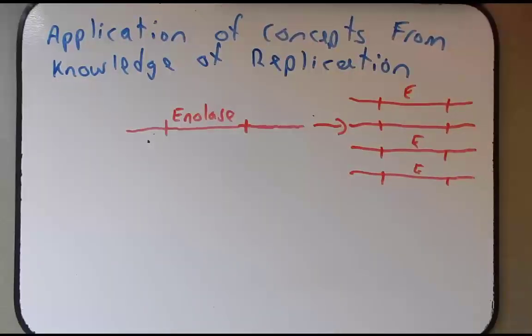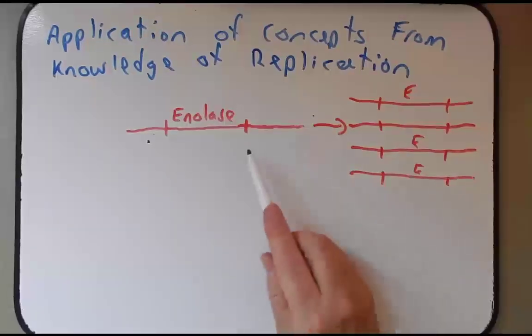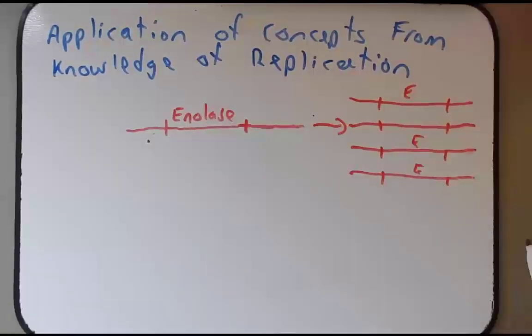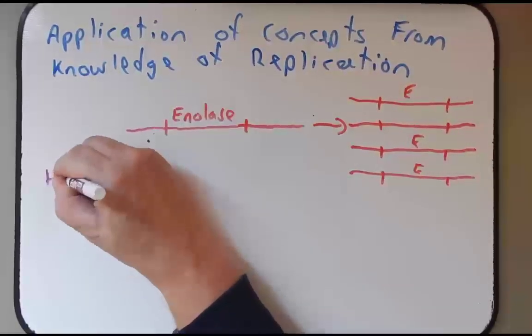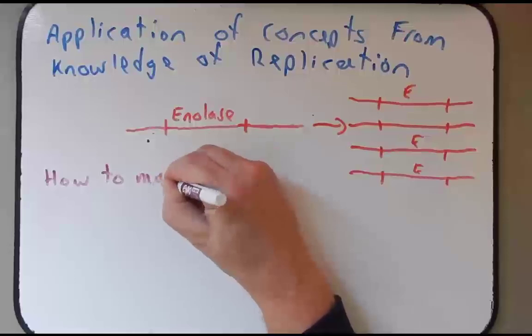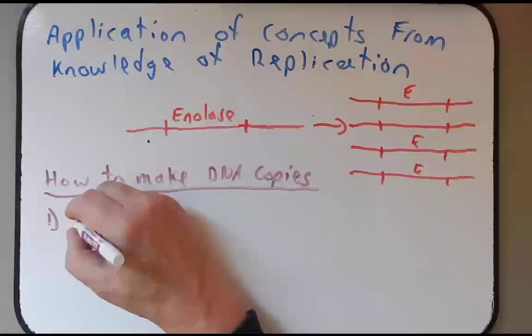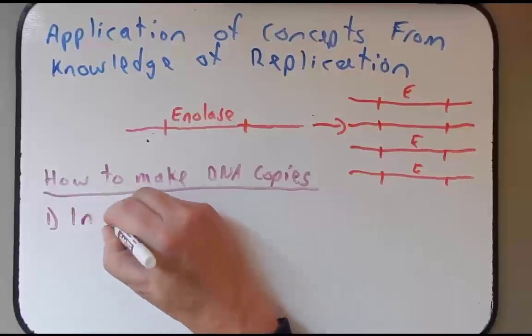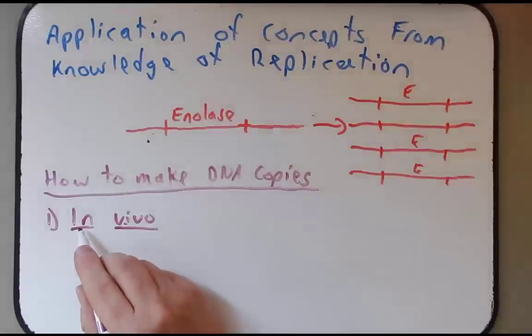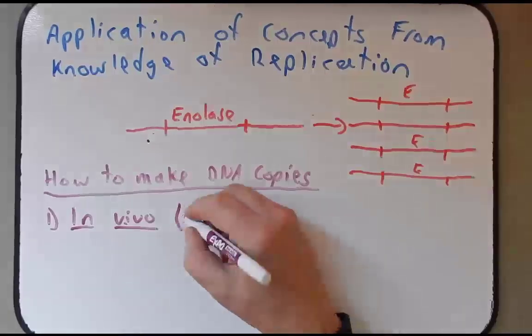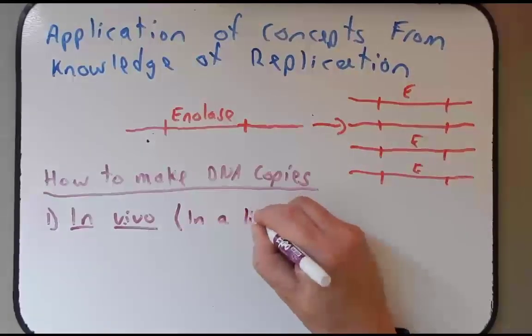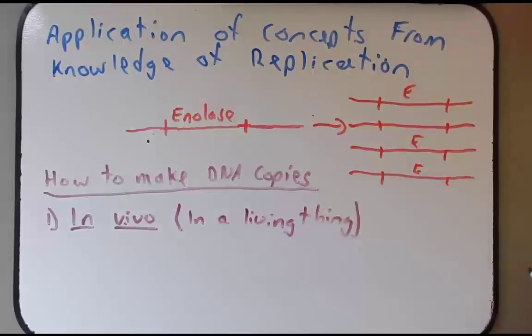There are two general ways that we can copy this gene, any gene. I'm just using enolase as an example, but there are two ways to accomplish this. So how to make DNA copies? The first involves a strategy that we're going to initially just call in vivo. In Latin, in vivo means essentially in a living thing. So everything that happens in our bodies or other organisms' bodies would be considered in vivo.